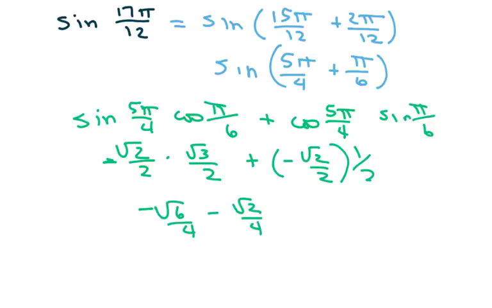Now you can pull out a negative 1/4, and that's going to change the square root of 6 minus square root of 2 plus square root of 2. Okay? Okay, the next one we have is sum with degrees. These are a little easier, I think.